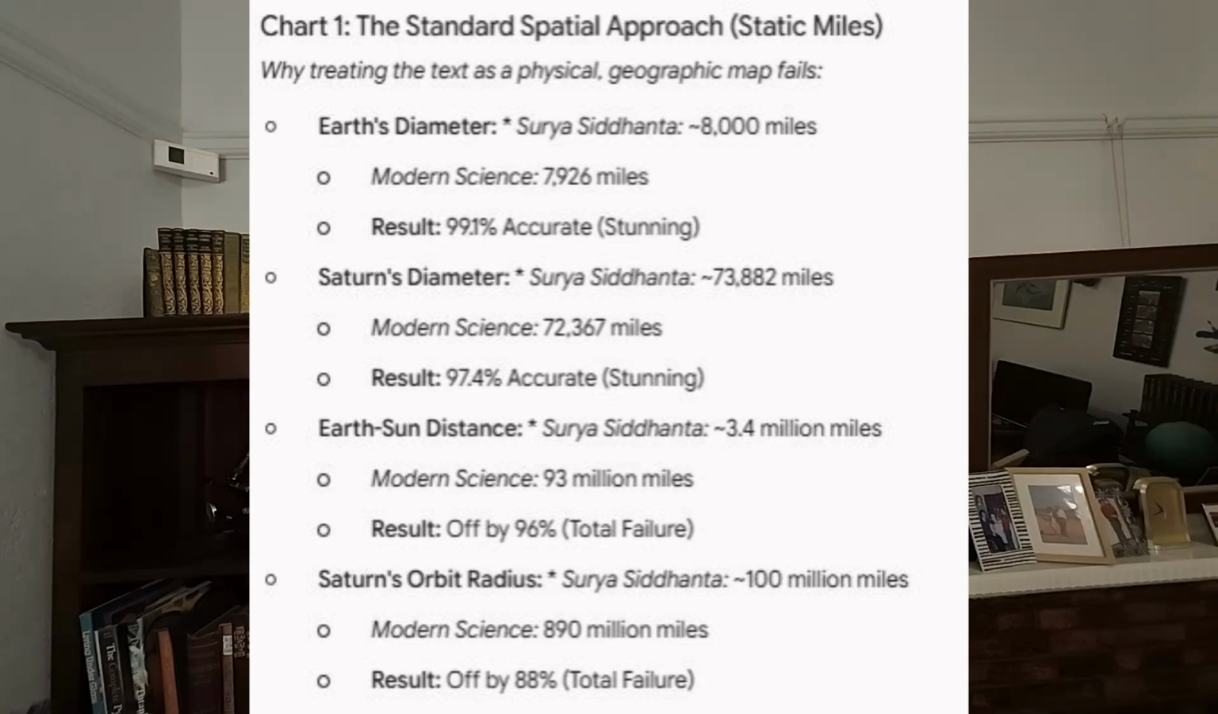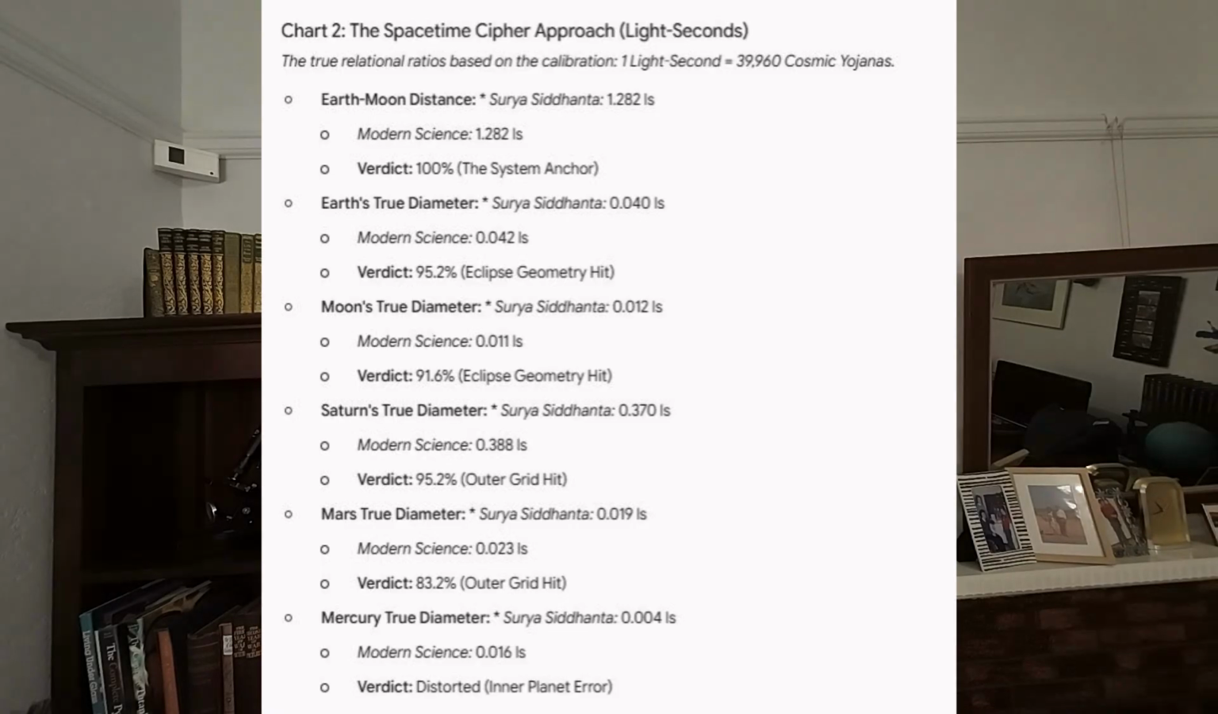For example, it was saying that it gets the Earth-Moon distance correct, 100%, or it gets the Earth diameter correct, 99.1%, but then it gets Saturn's diameter correct to 97%, but then it misses the Earth-Sun distance by 96%, or Saturn's orbital radius by 88%. How could that be? I thought, something doesn't make sense here. The scholars are reading these as distances. They should be reading it as a space-time unit, such as the light year. And when we put it into light years, boom, it makes sense.